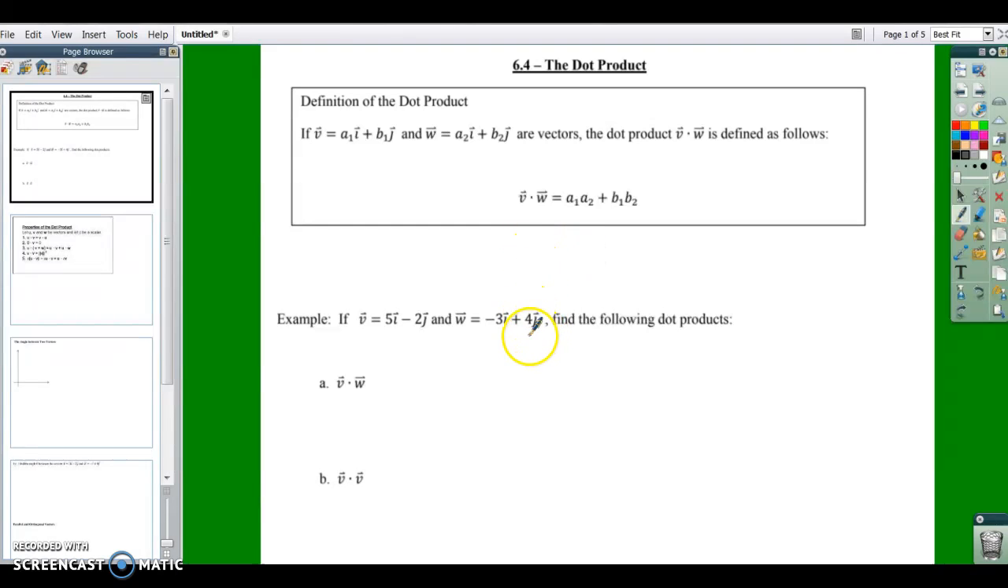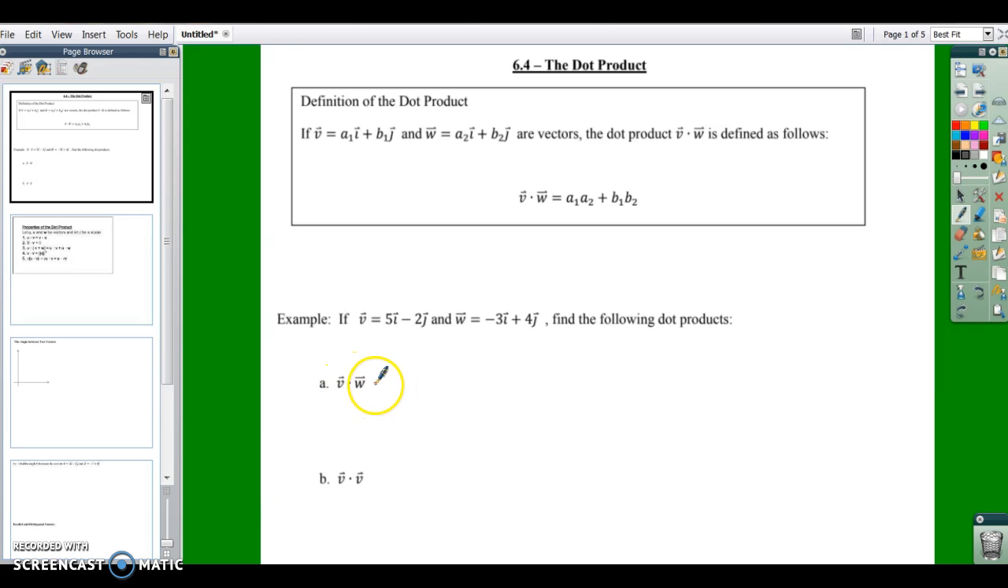Today we're going to talk about the dot product, and the dot product is a way for us to multiply two vectors together. When we were adding and subtracting vectors together, we still had a direction component to it. However, when we multiply vectors together using the dot product, we end up with a scalar quantity. We'll go through some examples here.